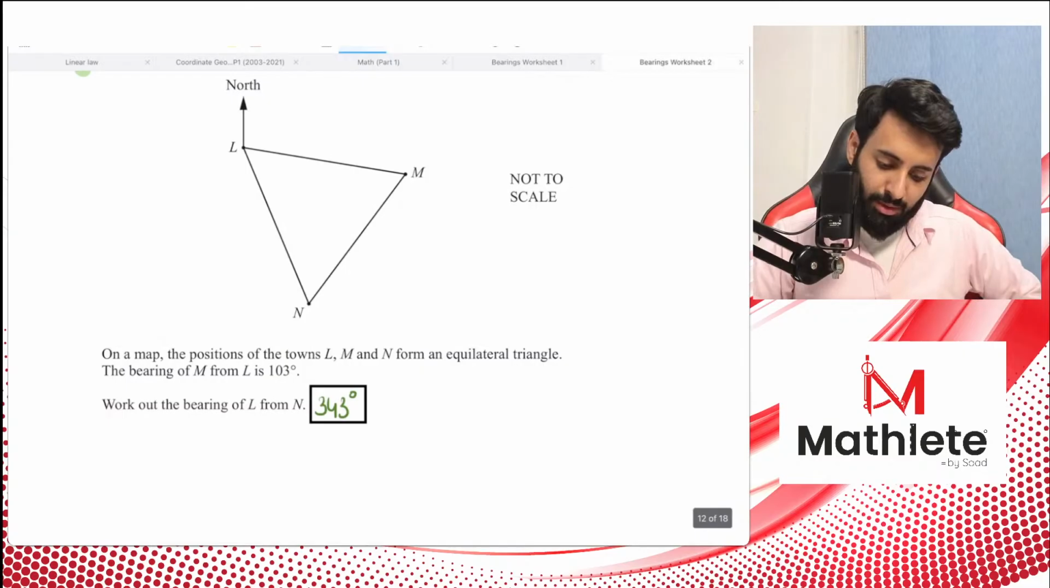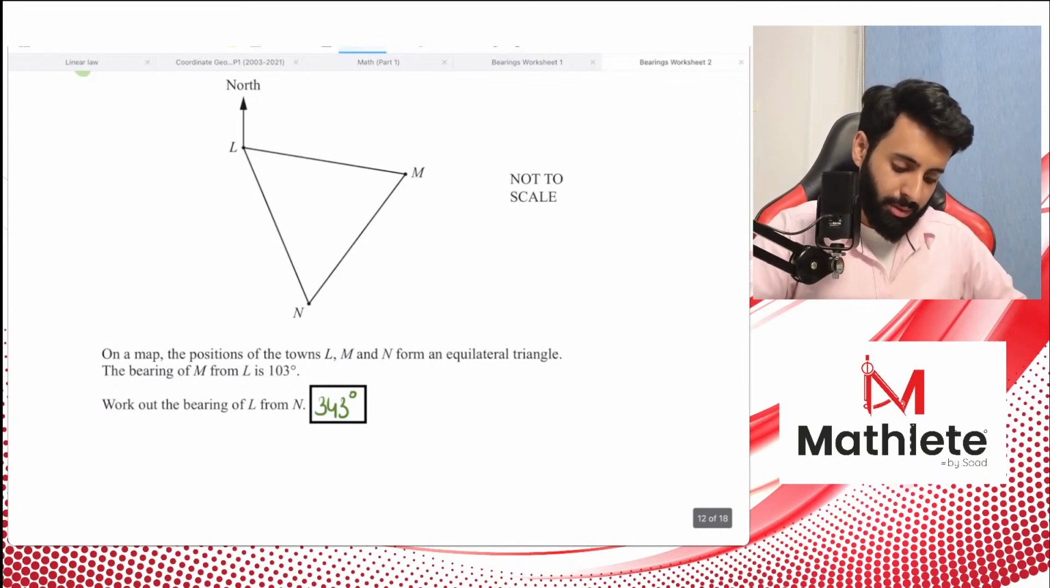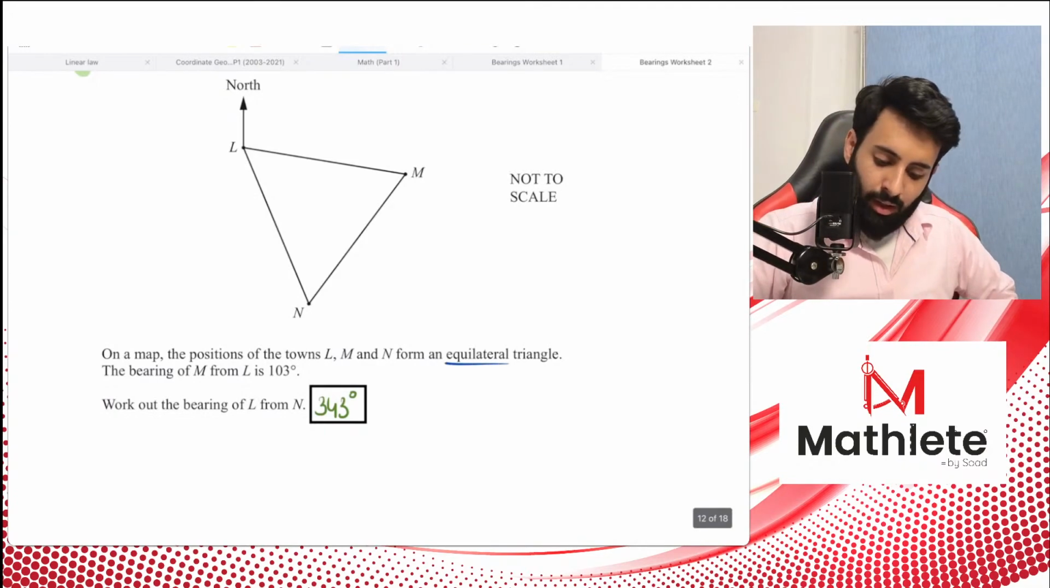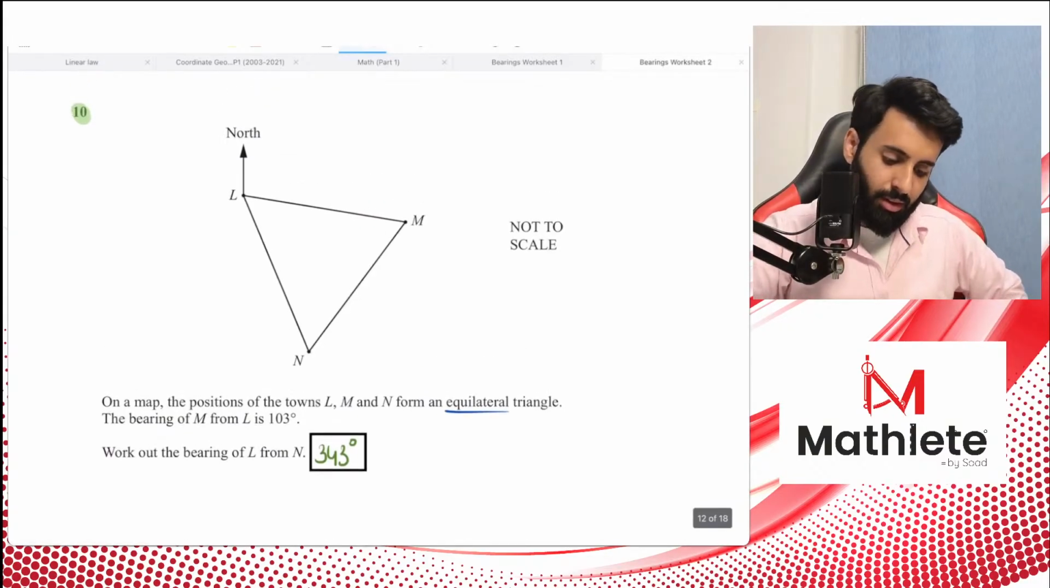It says, on the map, the positions of the towns L, M, and N form an equilateral triangle. If I were you, I'd highlight or underline the words equilateral triangle. And it says the bearing of M from L is 103 degrees. So this angle that you're looking at, M from L, is 103 degrees.